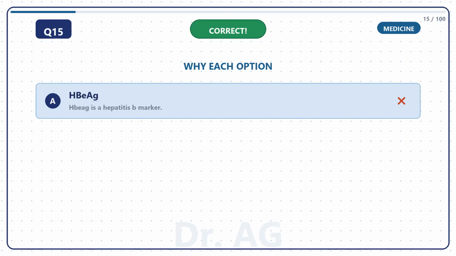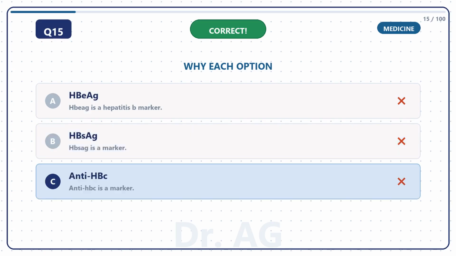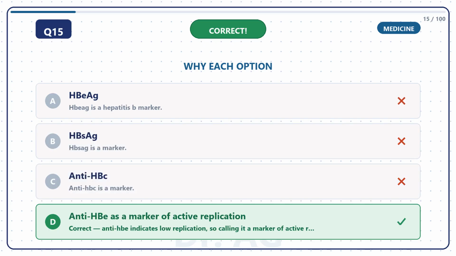HBeAg. HBeAg is a hepatitis B marker. HBsAg. HBsAg is a marker. Anti-HBc. Anti-HBc is a marker. And the correct answer is anti-HBe as a marker of active replication.